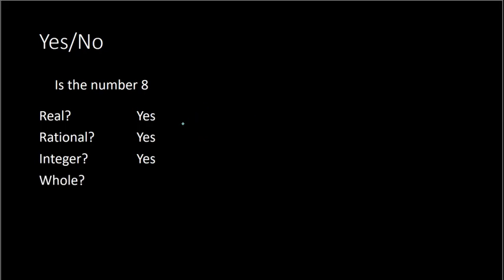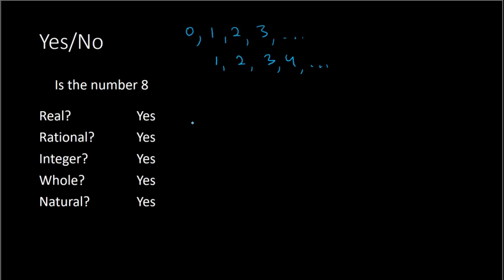Now, would it be a whole number? Whole number, yes, it would, because whole numbers start at 0 and go on from there, like 0, 1, 2, 3, etc. And 8 would be in that category. Now, is it a natural number? Again, this would be yes, because natural numbers start at 1 and go on from there. So 1, 2, 3, 4, etc. So 8 would be all of these.